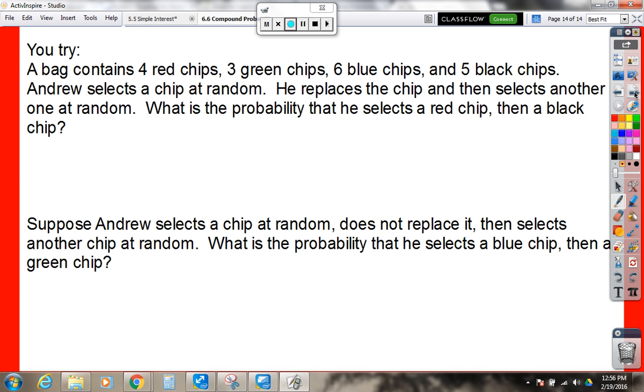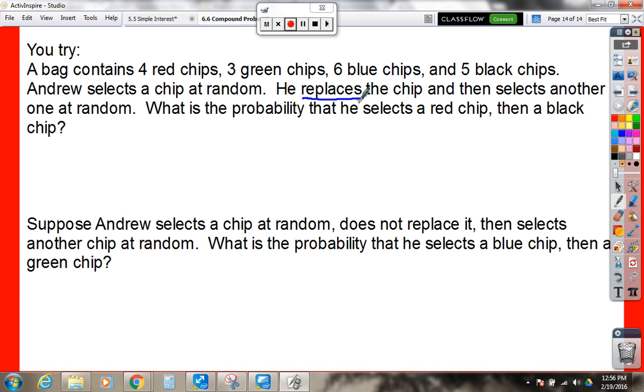It's independent because he's replacing the chip. So what he picks the second time, it doesn't matter what he got the first time because he put it back. So this is a key word here. He replaces the chip. If it's replaced, it's independent. If they don't replace it, it's dependent. So what do we do to find the probability when it's independent like this?